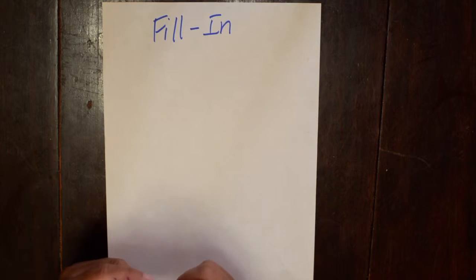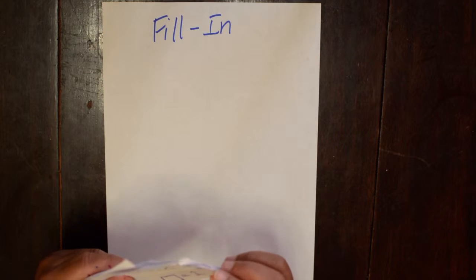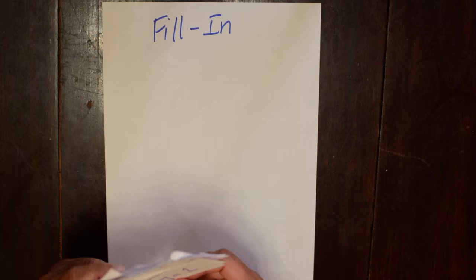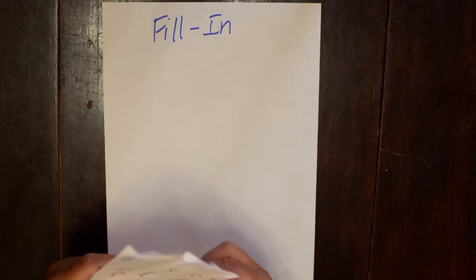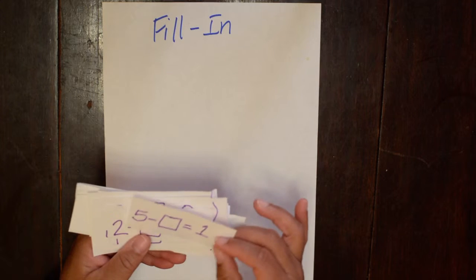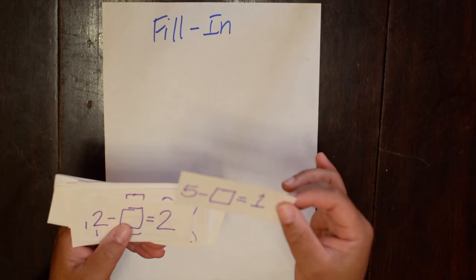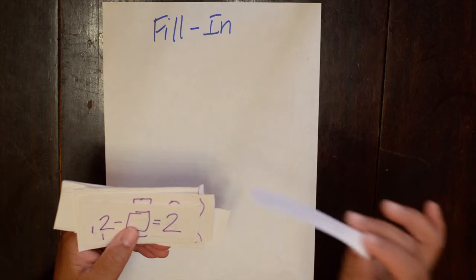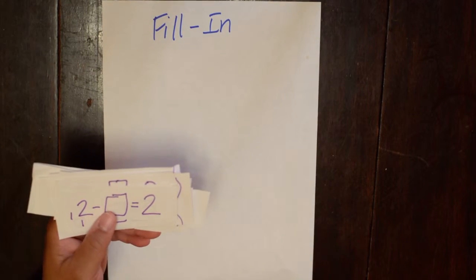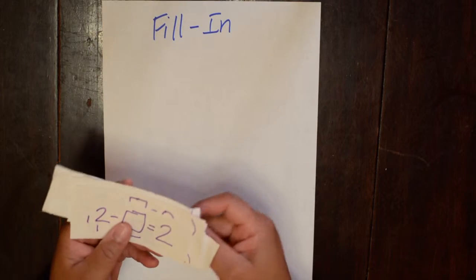All right, so fill in is really where you're trying to get the kids to fill in the missing number. So there's a couple of games you can play. One game is just a flashcard game. You make a bunch of flashcards just like this. And then the kids go, oh, 5 minus 1 is 4. And then they show their partner, and their partner can see the answer on the back. If they get it right, they get to keep it. If they get it wrong, they have to put it at the bottom of the pile.